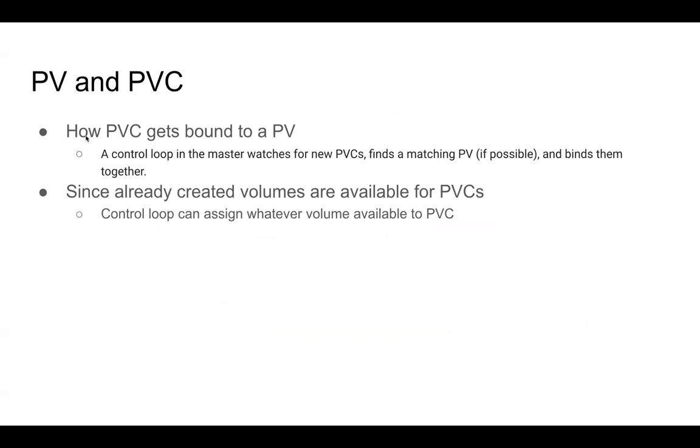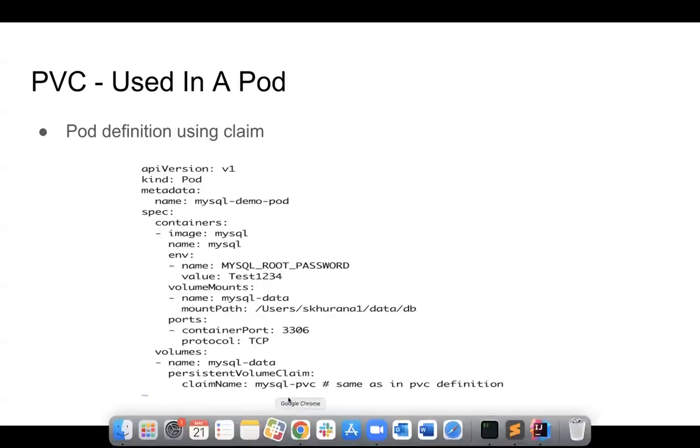So this again, I'm just repeating how a persistent volume claim gets bound to a persistent volume. A control loop in the master watches for the new persistent volume claims, finds a matching persistent volume if possible, and binds them together. Since already created volumes are available for persistent volume claims, the control loop can assign whatever volume is available to the persistent volume claim. We already went through this.